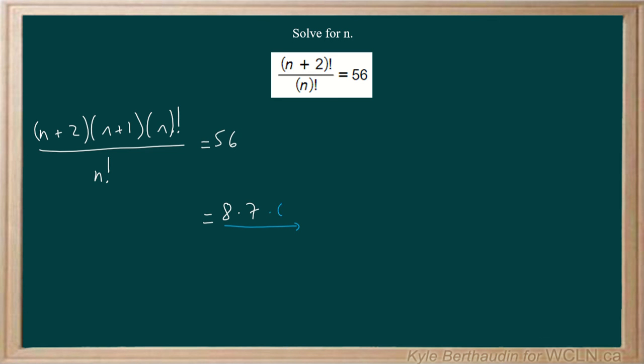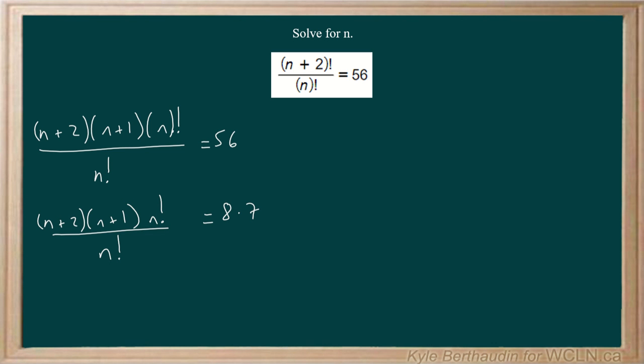For example, we could continue on and do something like this. Okay, that's the setup we're trying to do here. So if we can find two numbers who multiply to 56 that are consecutive, this will help us. So we have 8 times 7, which gives us 56. All of this is equal to n plus 2 times n plus 1 times n factorial divided by n factorial. And we are trying to find out what is n.